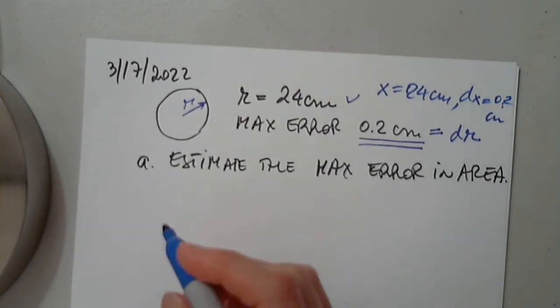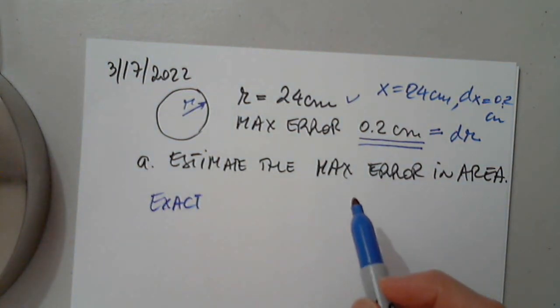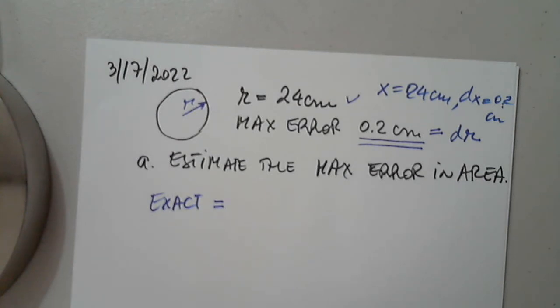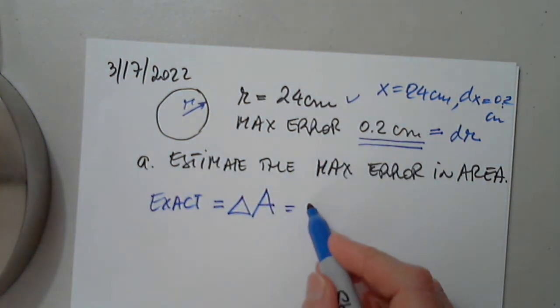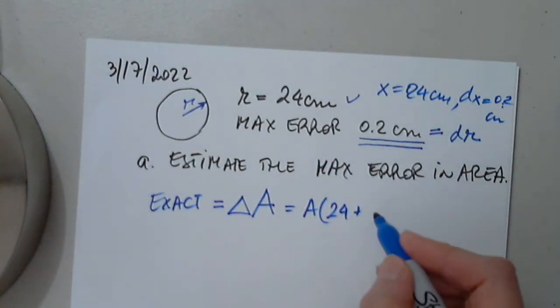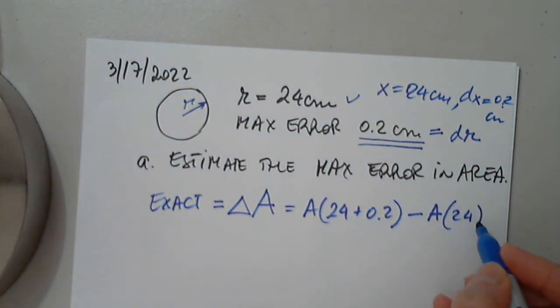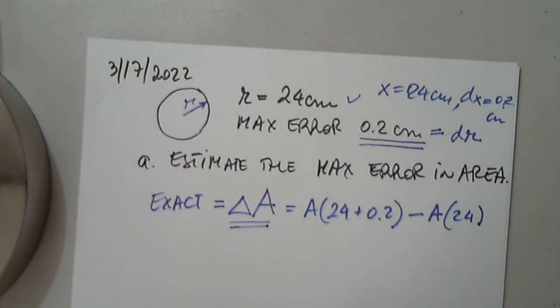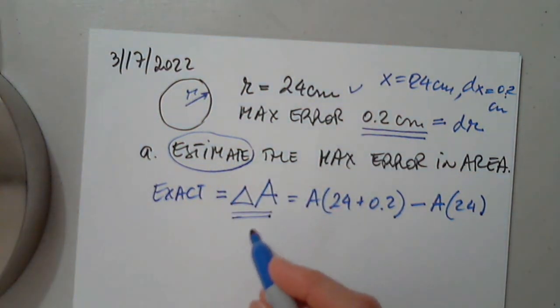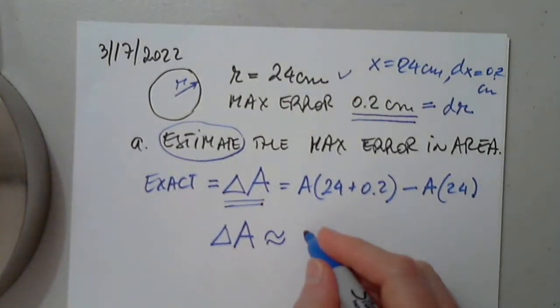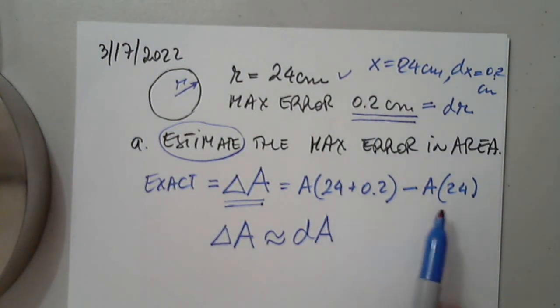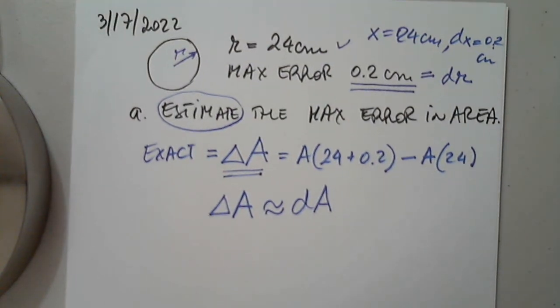Now, if they were asking us to determine the exact error, what would you have calculated? Delta, right? So in other words, you would have calculated the area of 24 plus 0.2 minus the area of 24. And this would have been the exact error. They don't want that. They want an estimate. What do we estimate delta A by? dA. Excellent, brilliant. Thank you very much. So if they want the exact, we have these calculations to perform, but they don't. Okay, now, first let's write on the side what is the area of a disk, and then I'll continue with dA.